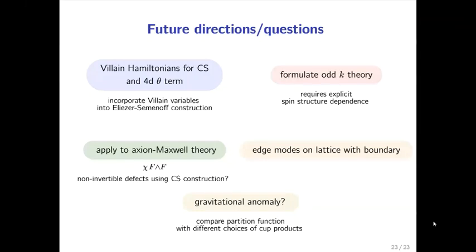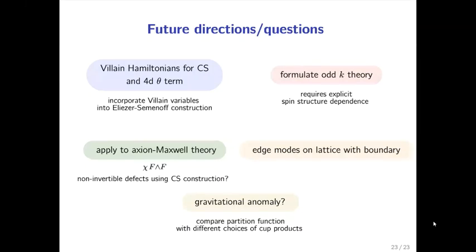I've mentioned the odd K theory. This is a spin TQFT, so it would require some spin structure dependence. It's possible that this could also be defined using some auxiliary bulk, but I'm not sure. I'm not sure about the details.